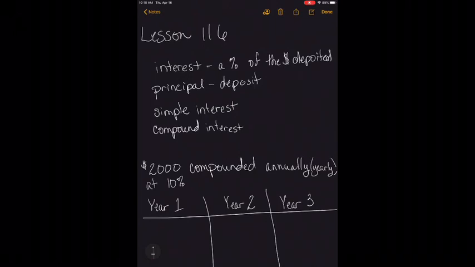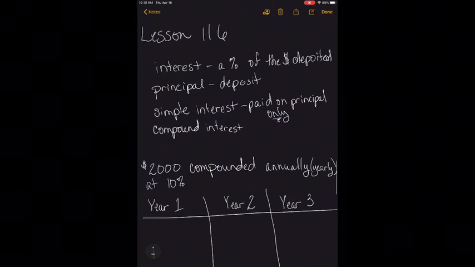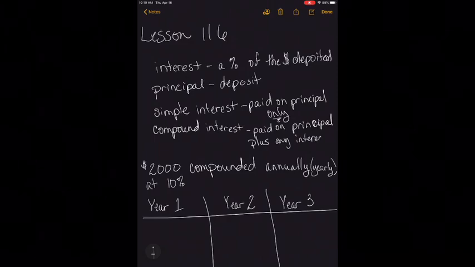So there's two kinds of interest. There's simple interest and there is compound interest. Simple interest is paid on the principal only. Whereas compound interest is paid on principal plus any interest accumulated.